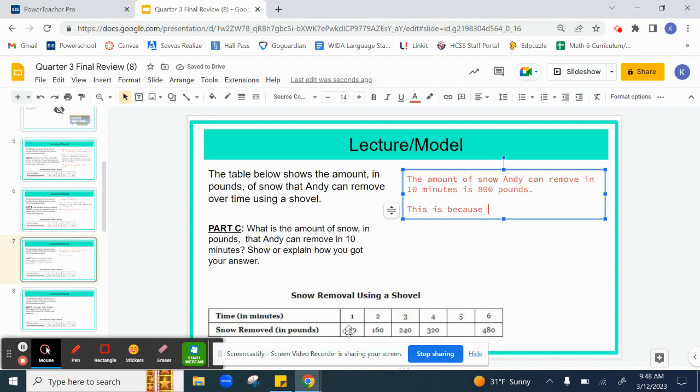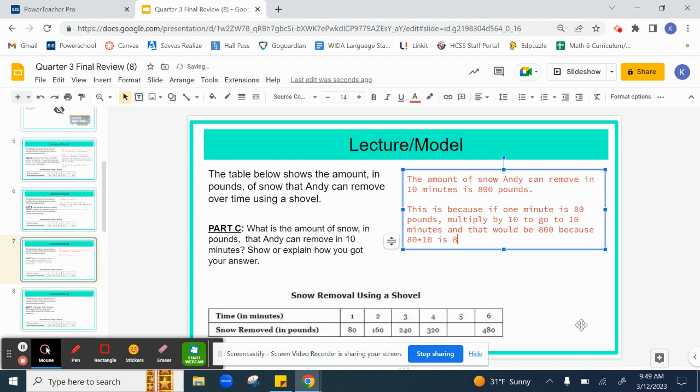If 1 minute is 80 pounds, multiply that by 10 to go to 10 minutes. And that would be 800 because 80 times 10 is 800. Therefore, my response is 800 pounds. All right, let's keep going.